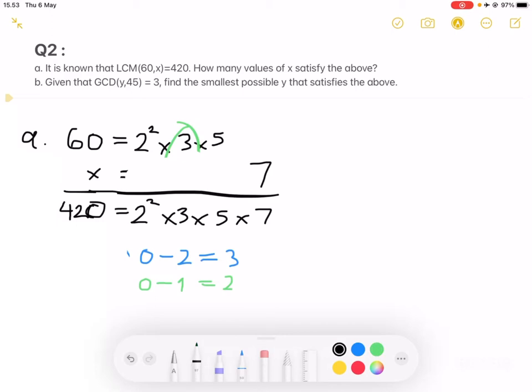We can again observe that the LCM has a factor of 5, and 60 also has a factor of 5. Therefore, the power of 5 in x could be 0 or 1 by the same reasoning as before. Therefore, for the factor of 5, it could be either 0 or 1, which gives us 2 ways.